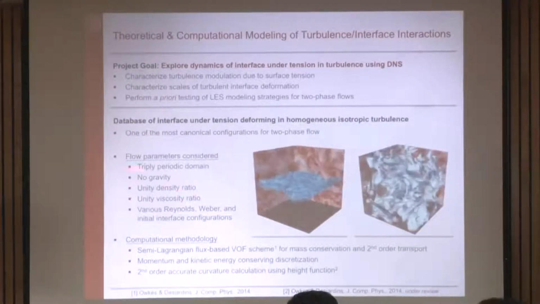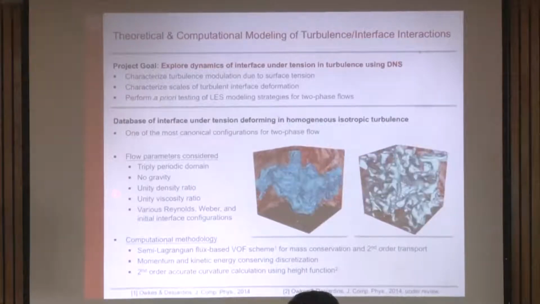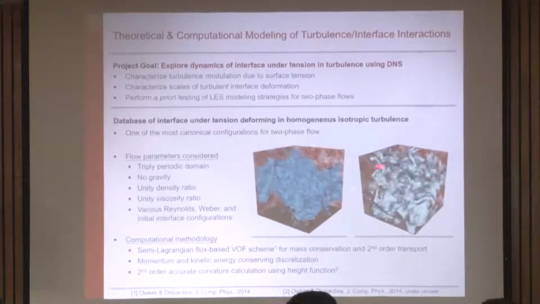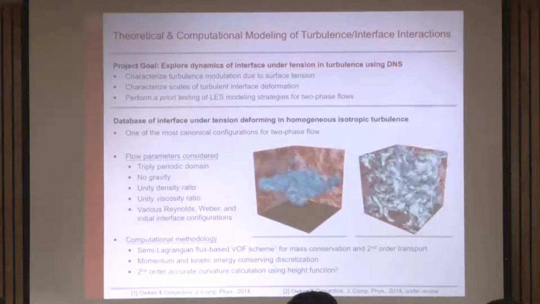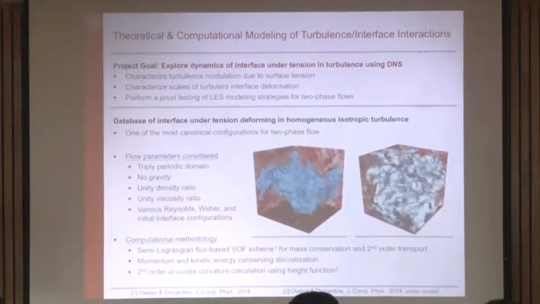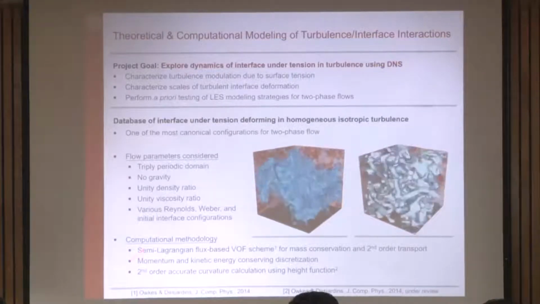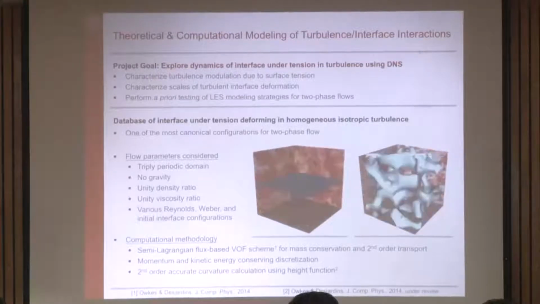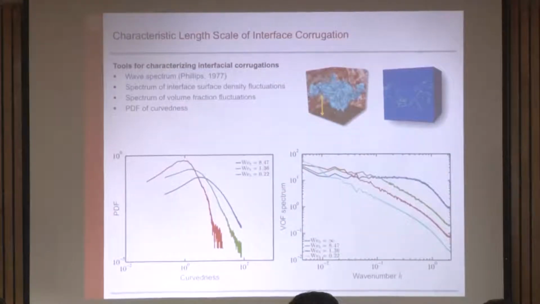So this is a triply periodic problem. We don't have gravity, we don't have a density ratio, we don't have a viscosity ratio. We're just going to vary the amount of tension on our interface. Same computational methodologies as before. I'll just show you essentially this slide here, and maybe the next one too. We're extracting two things here.